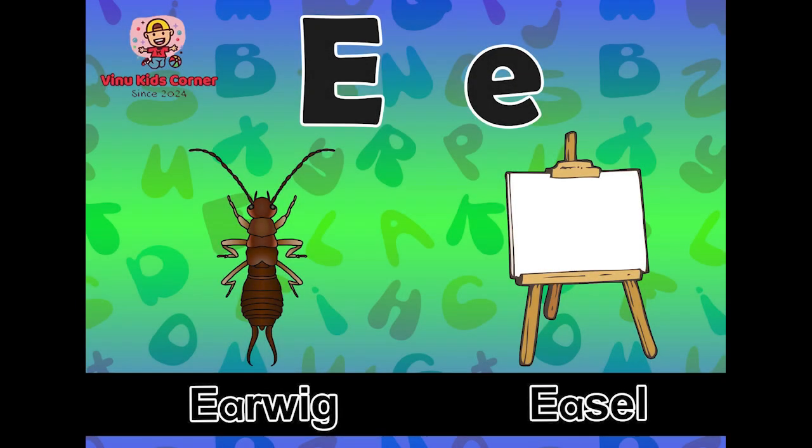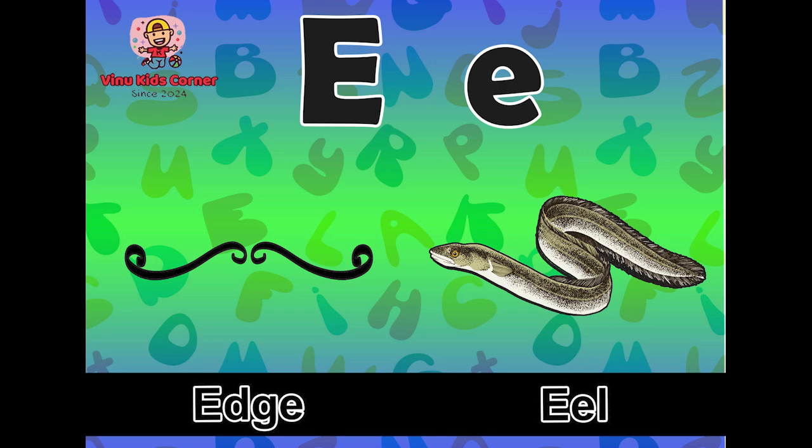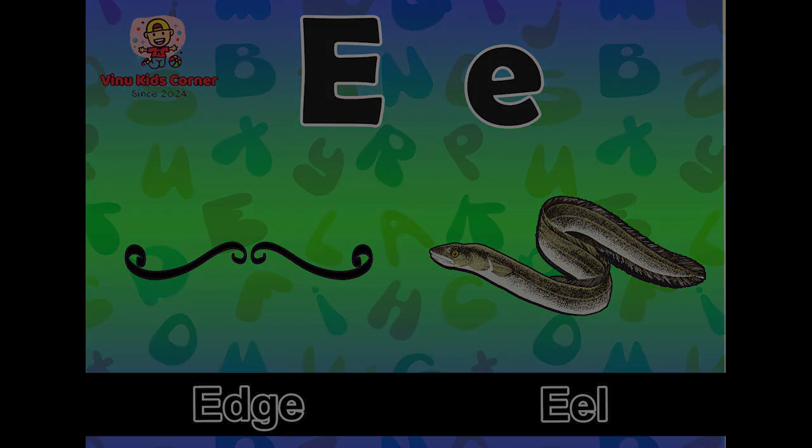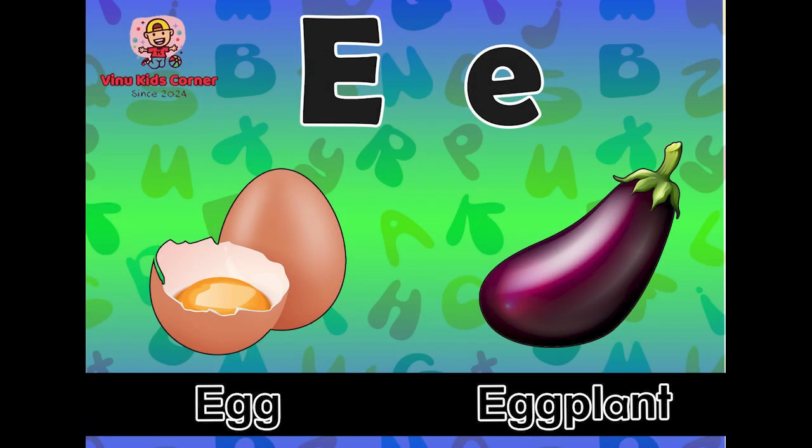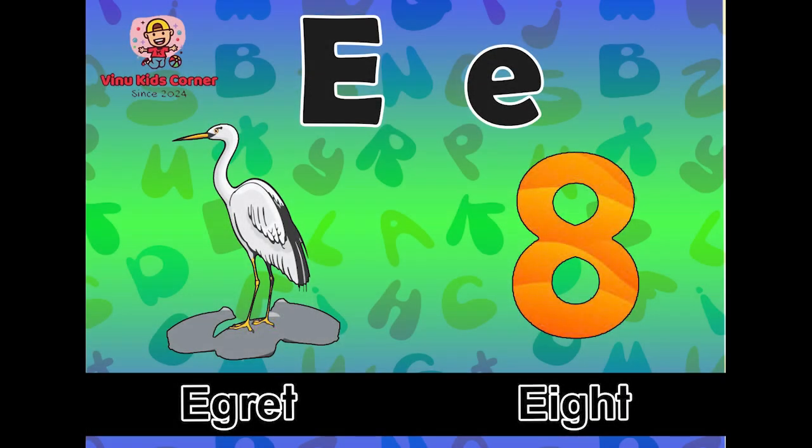E is for earwig. E is for easel. E is for edge. E is for eel. E is for egg. E is for eggplant. E is for egret. E is for eight.